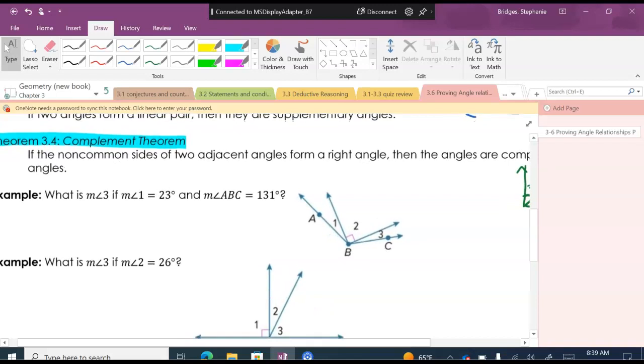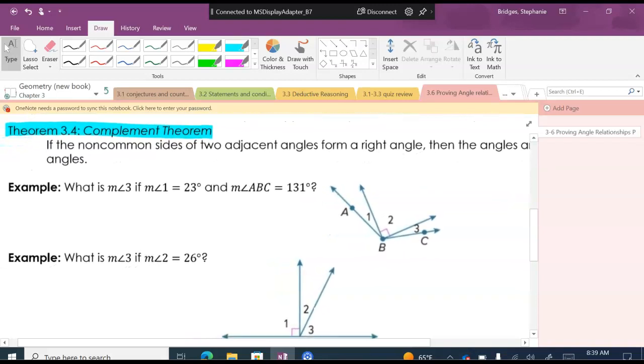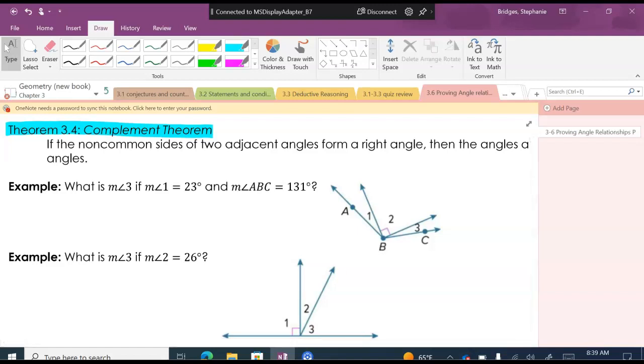Let's take a look at this first example, and I'm going to label my pictures as we go. First of all, you all see angles 1, 2, and 3 in that picture. They're all labeled with numbers 1, 2, and 3. And what does it tell you about angle 2 just in the markings in the picture? It's a right angle, which means it is 90 degrees.